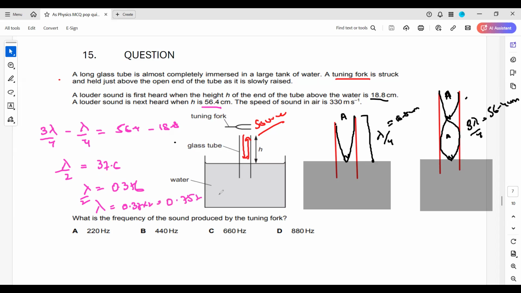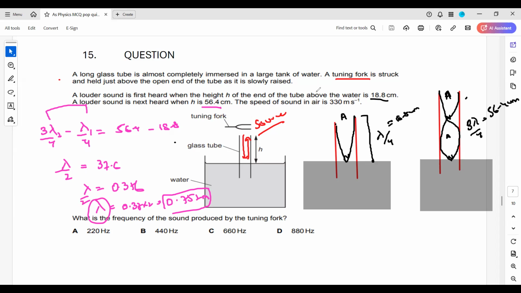So 0.752 meters. Now we know the original wavelength of the wave, because this was the wavelength of the first pattern and this is the wavelength of the second pattern. When we subtract the two consecutive patterns, we get the wavelength of the original source, because the wavelength of the original source is not changing. Only the standing wave changes according to the distance. So this is the original wavelength of the wave.